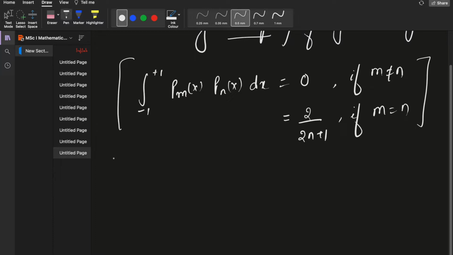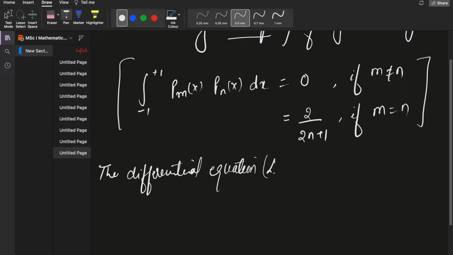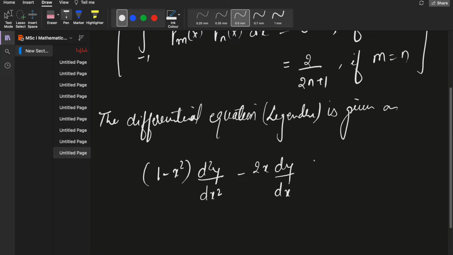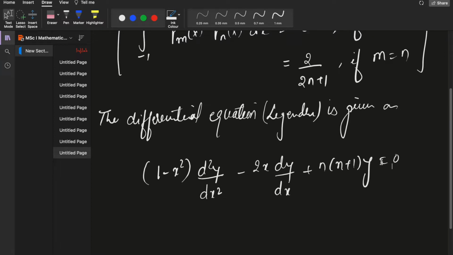So as we know, the differential equation for Legendre polynomial is given by (1 minus x square) d square y upon dx square, we already know this, minus 2x dy by dx plus n(n plus 1) y is equal to 0, where n is some integer. Alright.